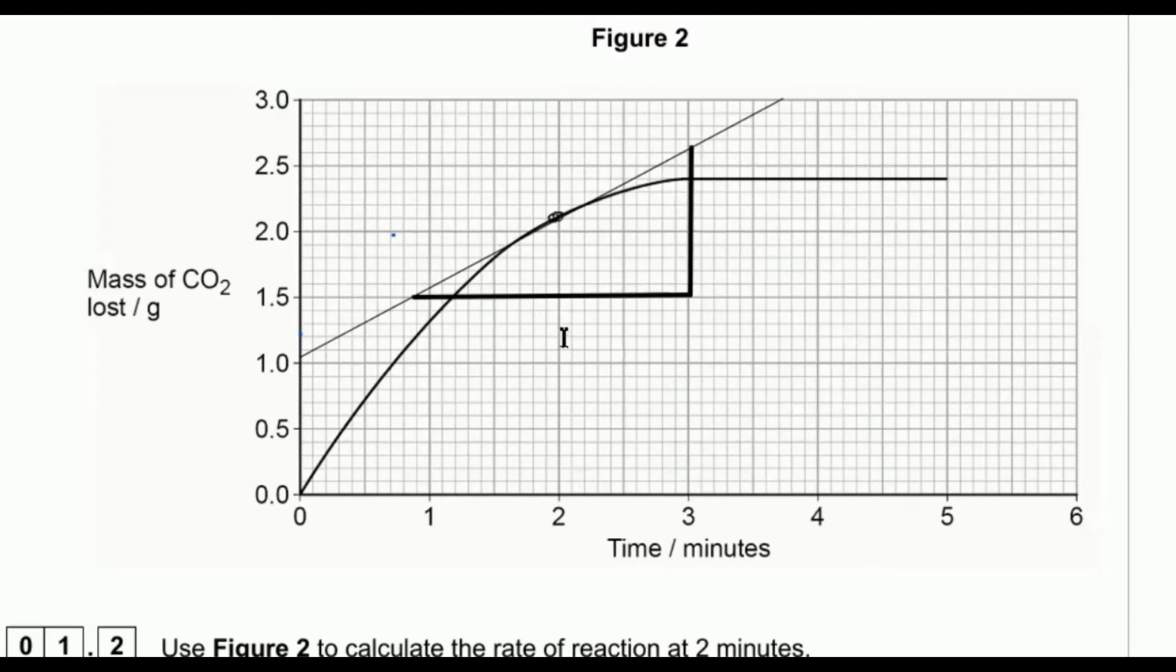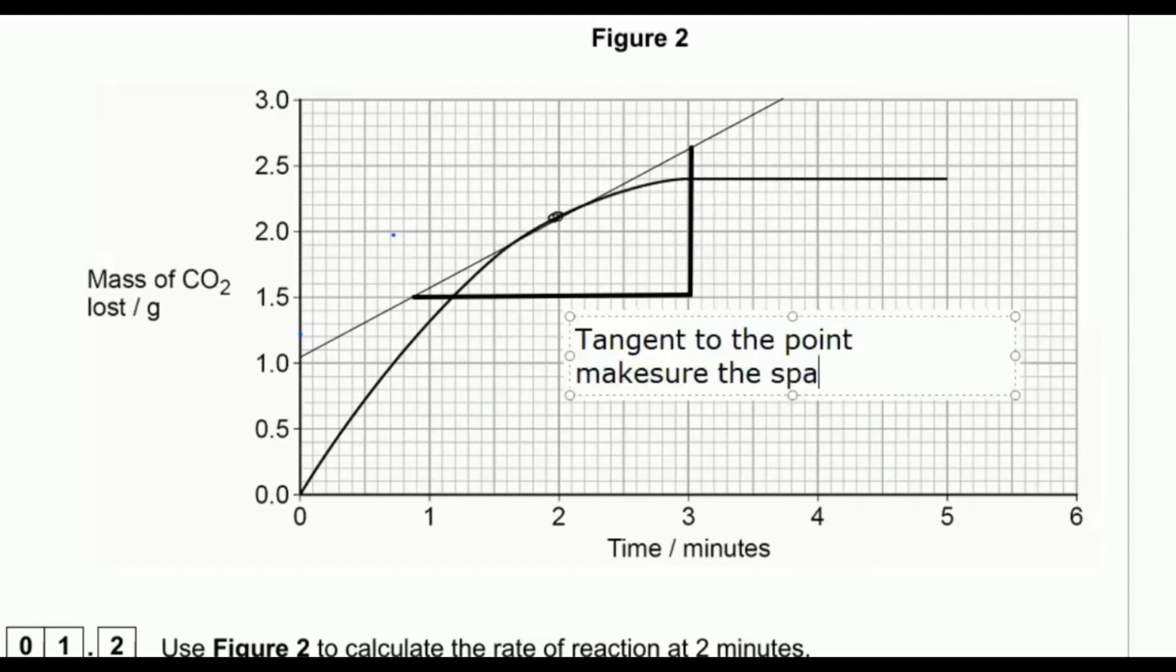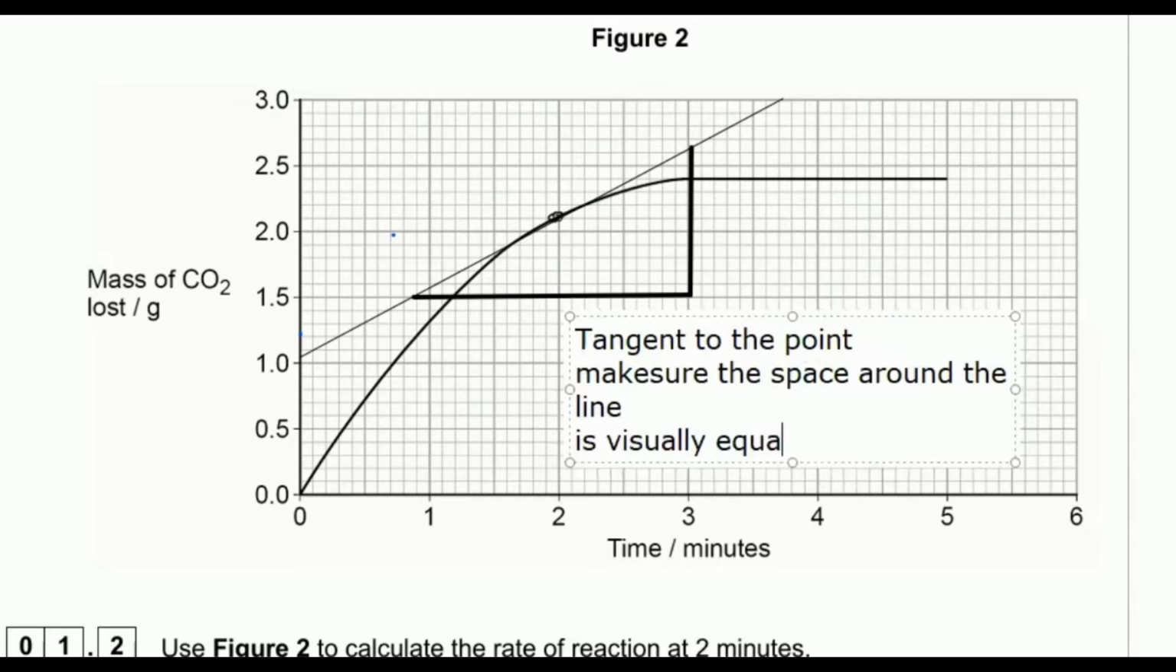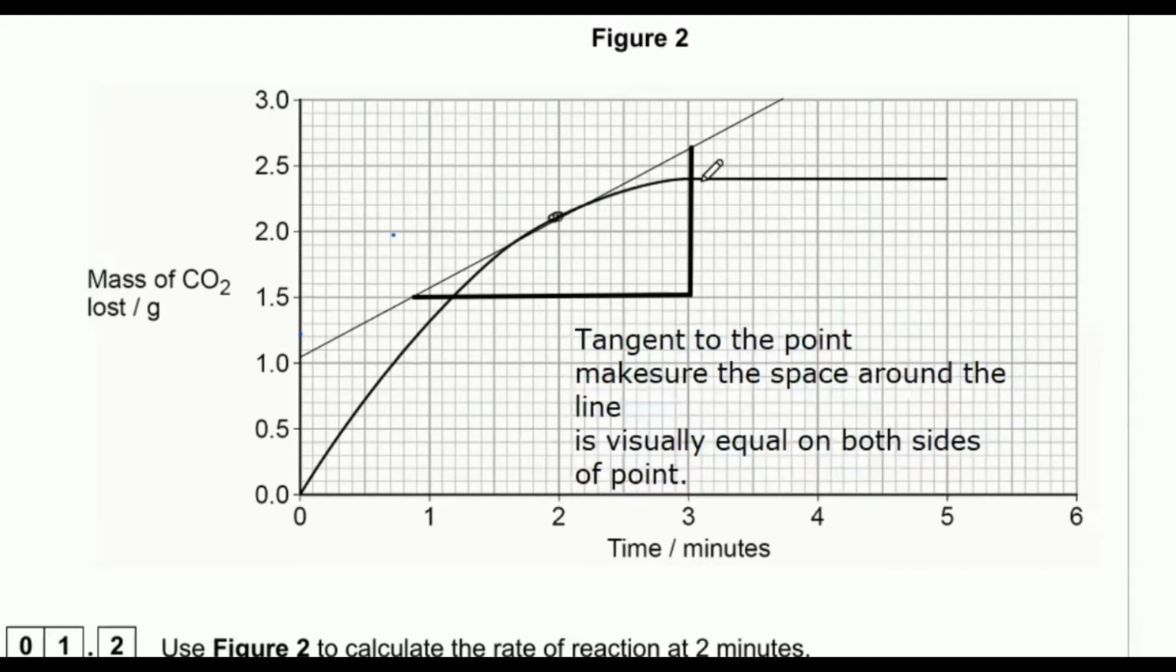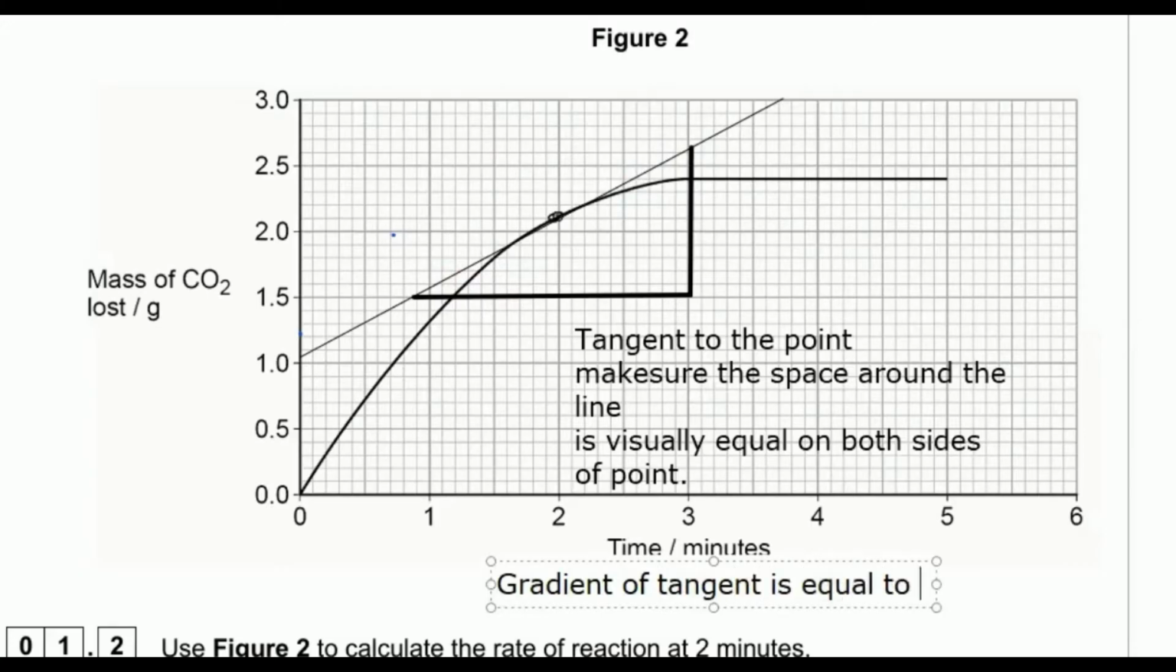I'm trying to make the units nice for myself, okay? I'm trying to make it nice. So we're doing a tangent to the point. Make sure it touches both the axes. Make sure the space visually around each side of that line is equal. I've not done it too well. You can see the triangular space at the bottom is a little bit smaller, but it's going to come out roughly right. So now the gradient of that little tangent I've drawn is going to be equal to the rate of reaction at exactly 2 minutes.